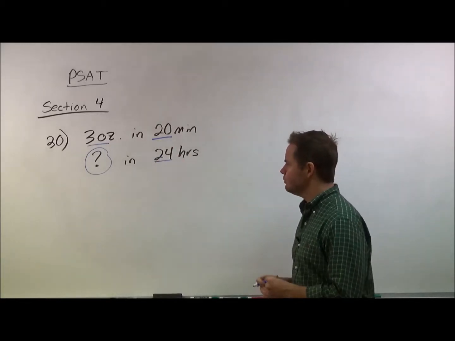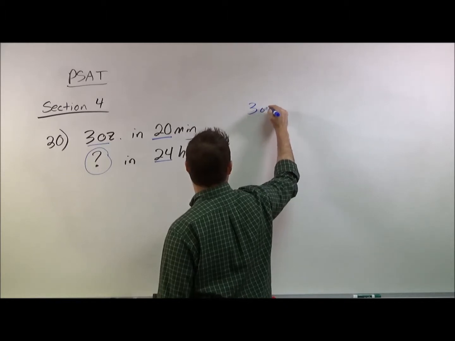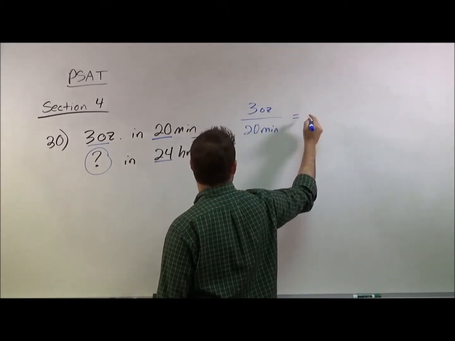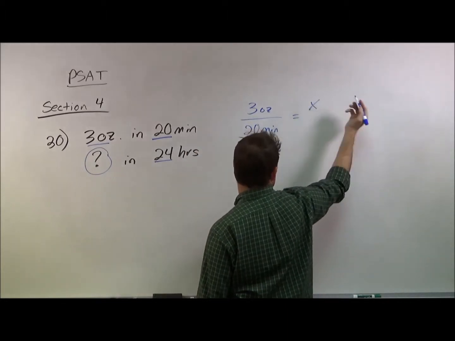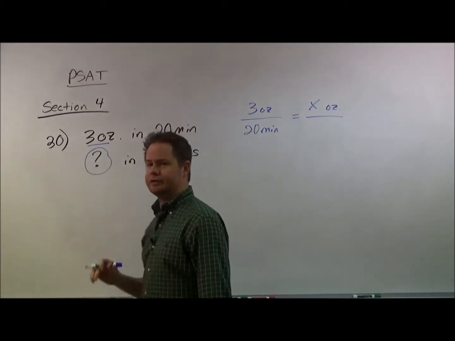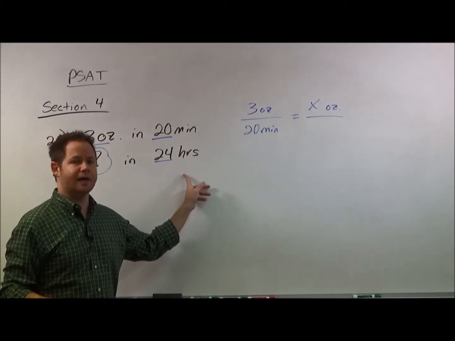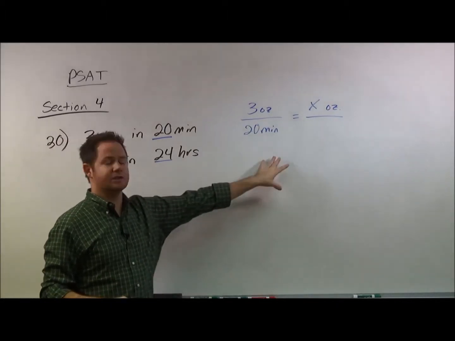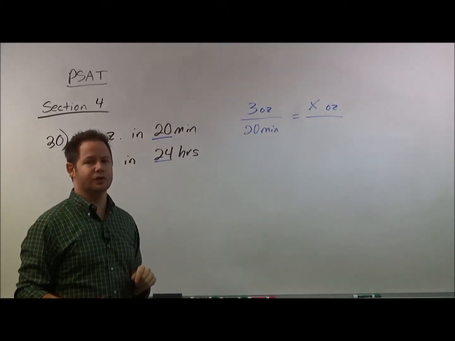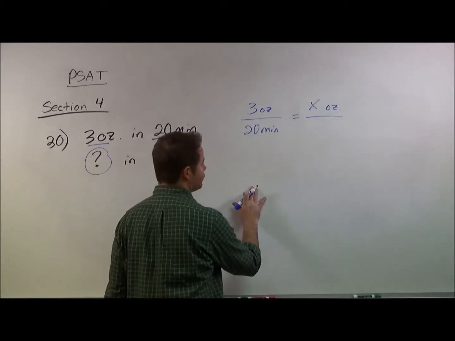So for this, you have 3 ounces in 20 minutes, and then you're trying to figure out a certain number of ounces. Let's call it X ounces. I'm going to pause here for a second because we see that 4th number is 24, but it's 24 hours. That's why this question is a little bit more difficult than question 9, because we have to do a conversion here from hours into minutes. So we'll do the conversion.